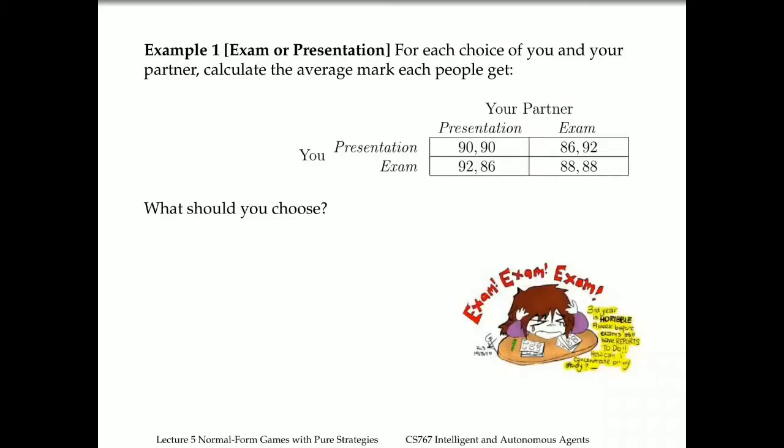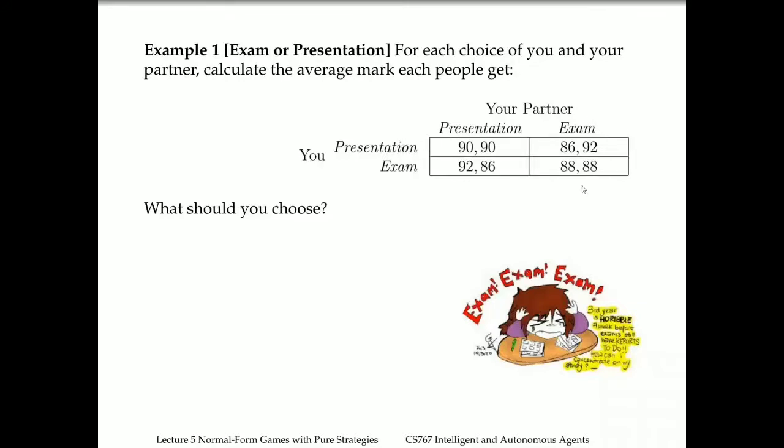So if both of you prepare for the presentation, remember in this case you will not get a high mark for the exam. You'll get only 80 in the exam, but both of you will get 100 in the presentation. Because the exam and the presentation are each worth 50% of the marks, on average you get 90 overall. This is when both of you are preparing for the presentation.